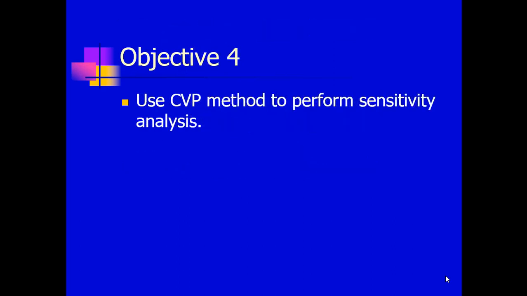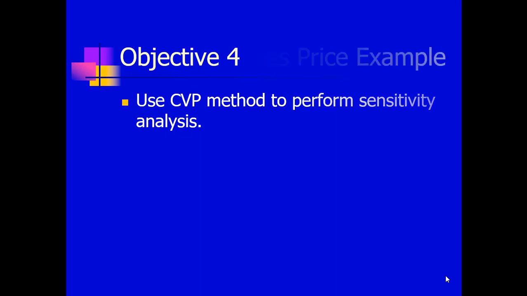Objective 4 here wants us to use what we call sensitivity analysis. So use the CVP method to perform sensitivity analysis. Sensitivity analysis simply means, how does my break-even change if one of these inputs within this equation change? If our selling price changes, if our variable costs change, if our fixed costs change, how does that impact break-even? And that's what sensitivity analysis is.